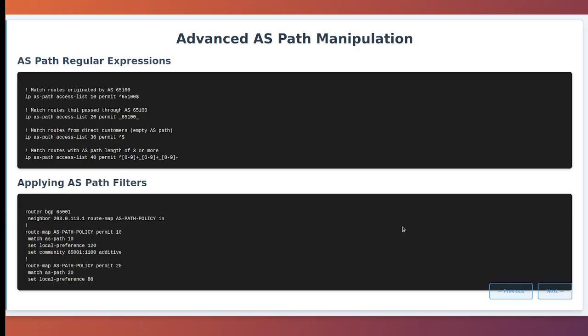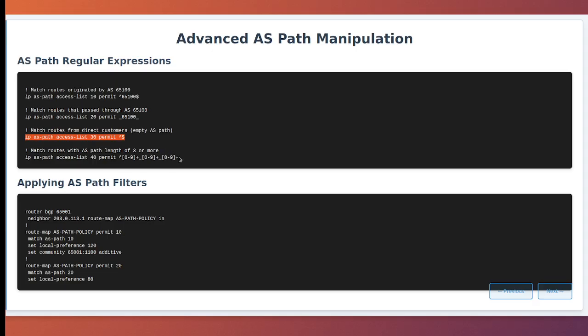In this slide's example, I am showing 3 common AS path matching scenarios. First, we match routes originated by a specific AS. This is useful for applying policies to all routes from a particular network. Second, we match routes that passed through a specific AS, which helps identify and handle transit routes. Third, we match direct customers using ^$, which matches an empty AS path.